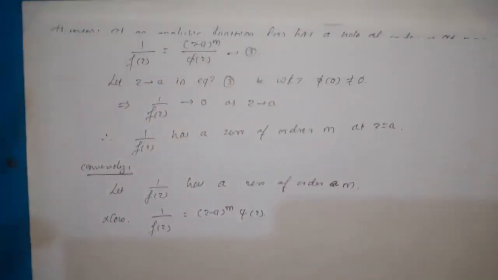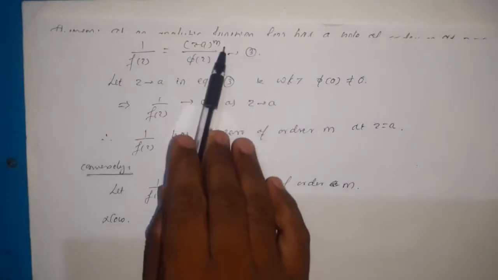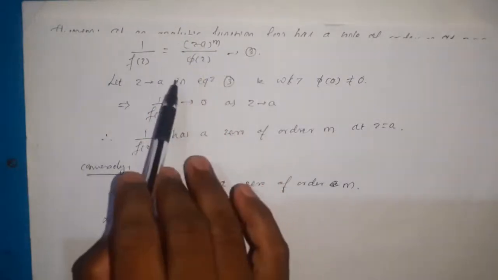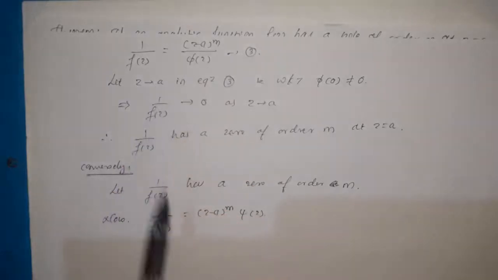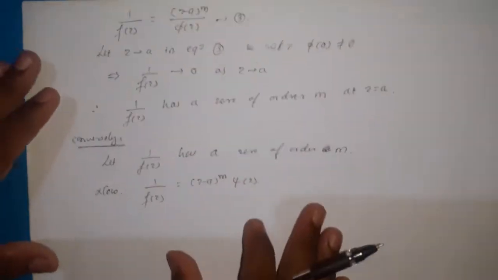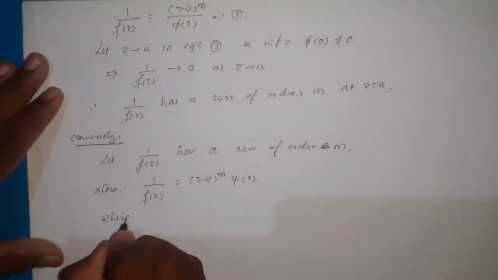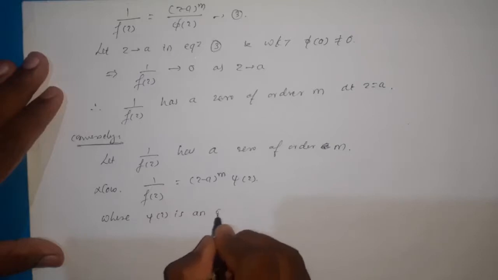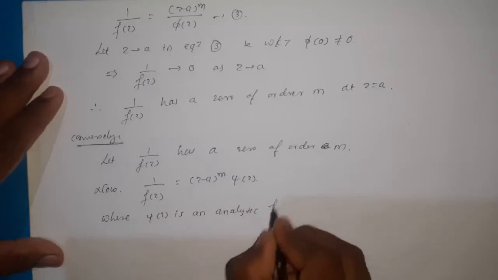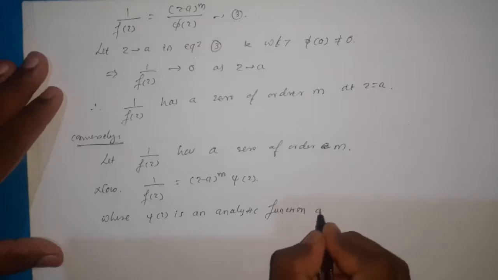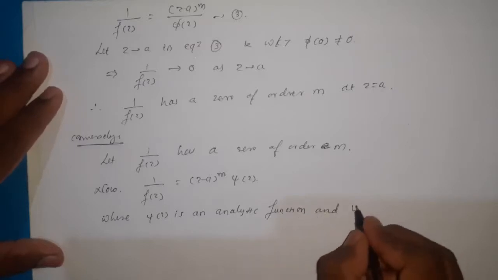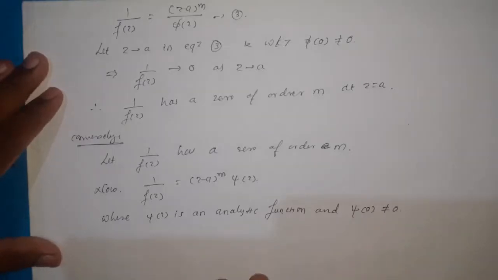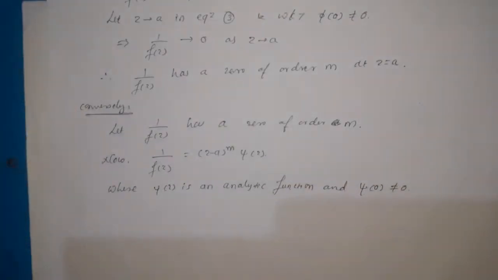So here, as in equation 3, we have 1 by f of z equal to z minus a whole power m into 1 divided by phi of z, that is, 1 by phi of z is equal to psi of z, which is equal to 1 by f of z, where psi of z is an analytic function and psi of a is not equal to 0. So this is our consideration.